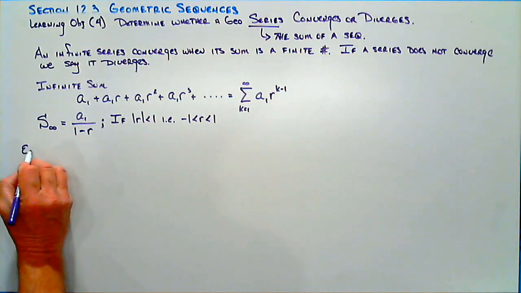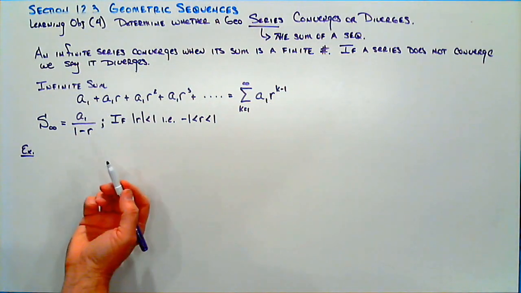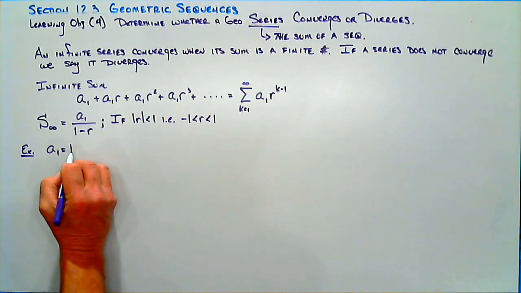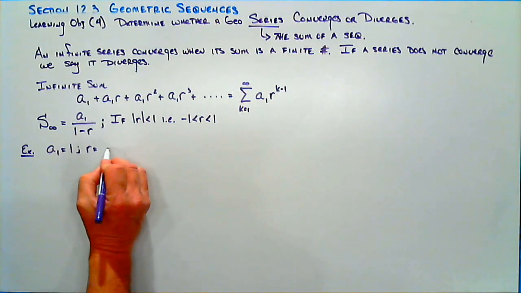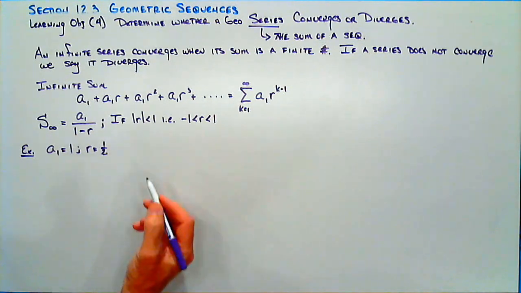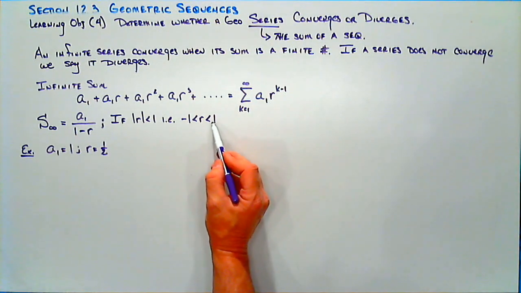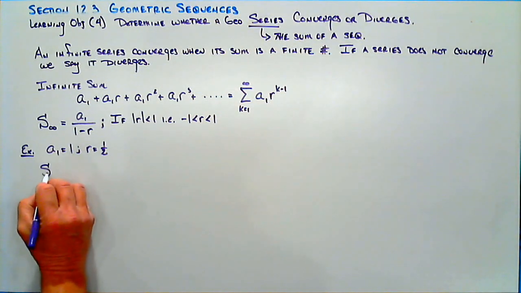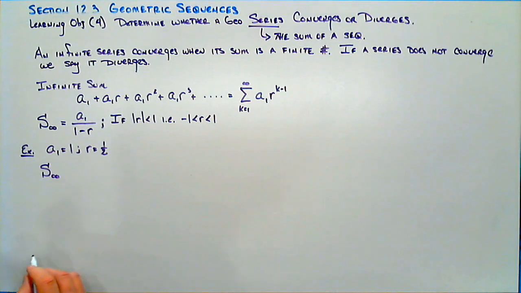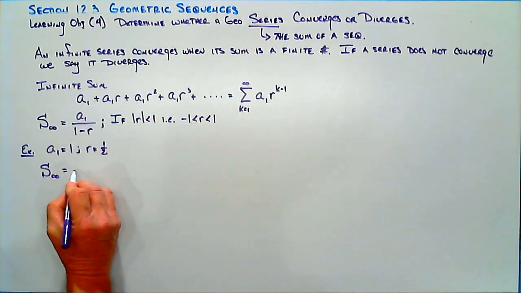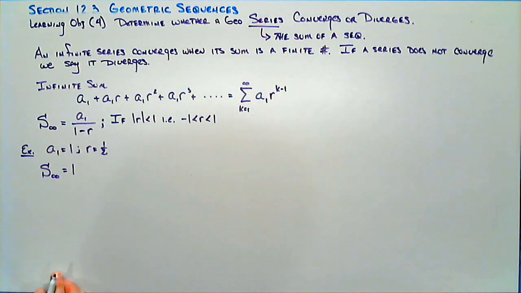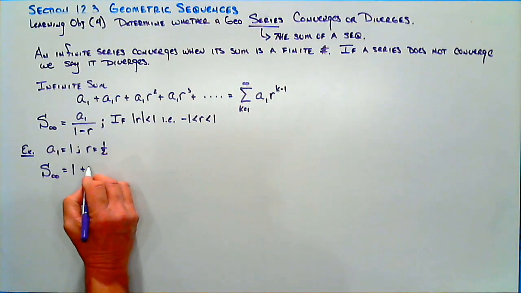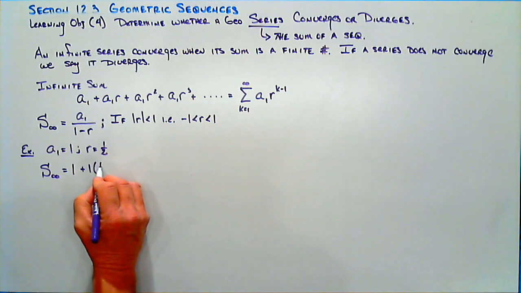So, if we just make something up, if we say a1 equals 1, and my common ratio is 1/2. 1/2 is clearly between negative 1 and 1. What does this sum up to? If we add up an infinite number, well, what is our first term? Our first term is 1, isn't it? What's our next term going to be? Well, our next term is going to be 1 times 1/2.